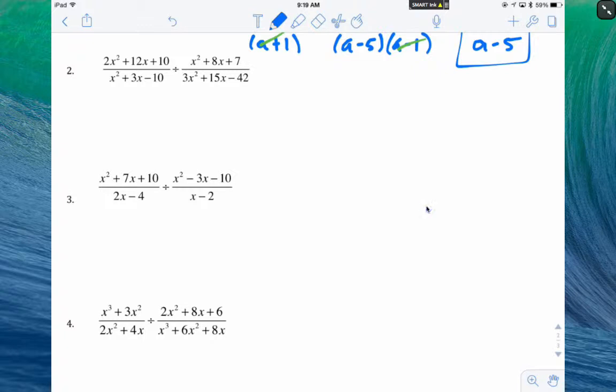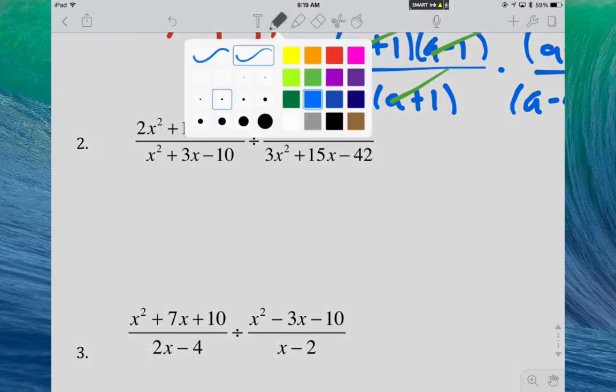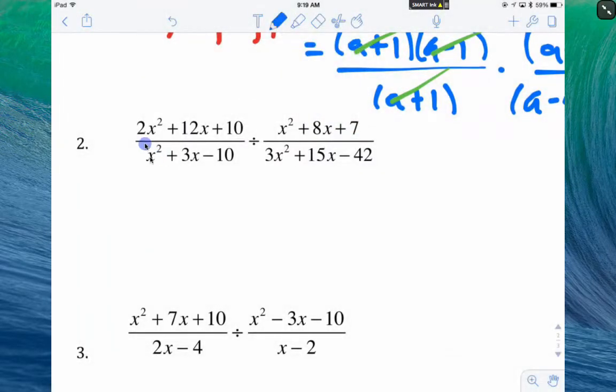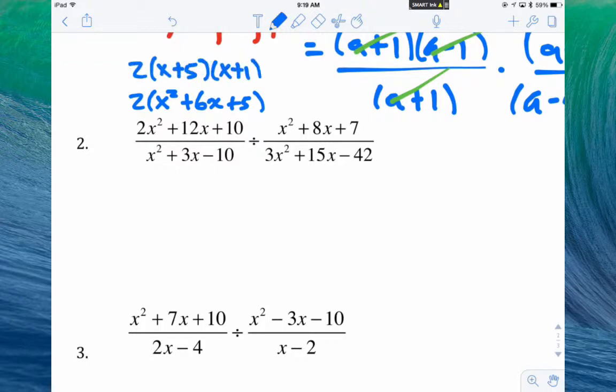Just like before, the first thing we're going to do is factor everything. So I'm actually going to zoom in a little bit and use a thinner ink. Okay, so this numerator right here, I see a common factor of 2. So 2 times the quantity of x squared plus 6x plus 5, which factors as 2 times (x plus 5) times the quantity of (x plus 1). This denominator right here looks like it factors as (x plus 5) times (x minus 2).